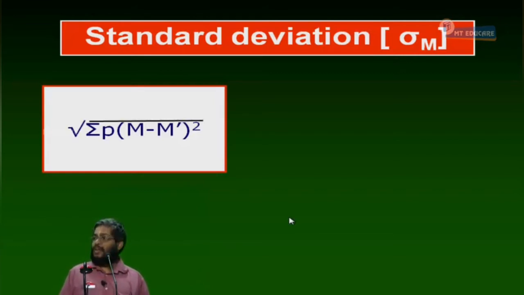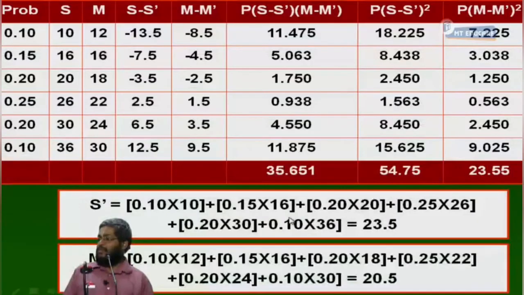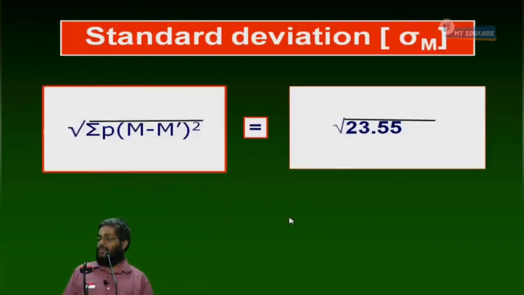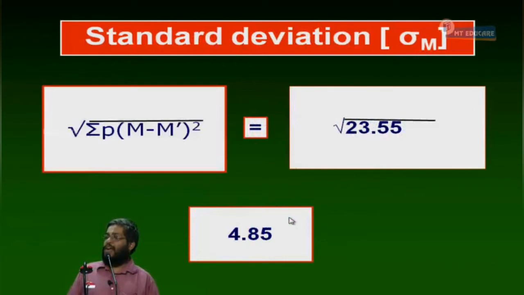Sigma P into M minus M bar the whole square. Can I proceed? Put the numbers here. It is the square root of, tell me what is sigma P into M minus M bar the whole square? 23.55. Square root of 23.55 is equal to how much, the standard deviation of market? 4.85. Market standard deviation is 4.85. Please tell me, are you following or not? Next. Step 3 or step 4? Step 4.